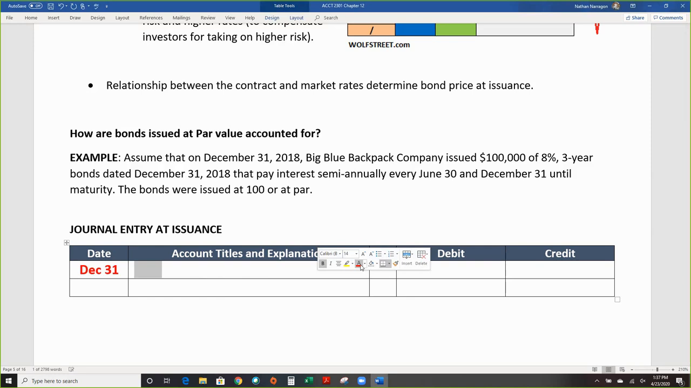So we're going to start with debiting cash. Usually that's what we're getting, is cash. Next, we're going to credit Payable. Balance. Payable.